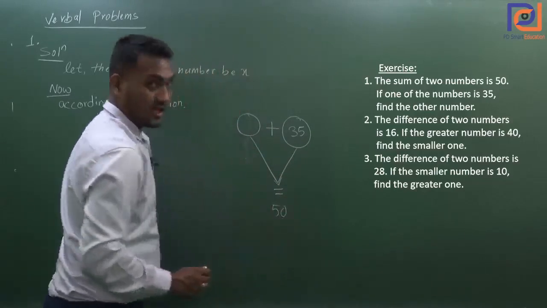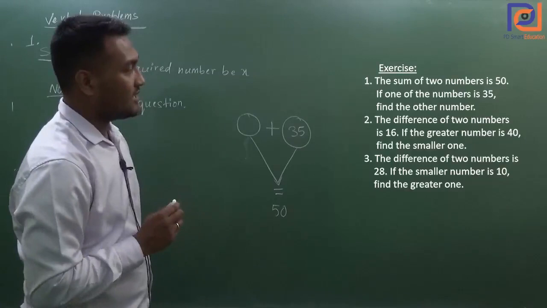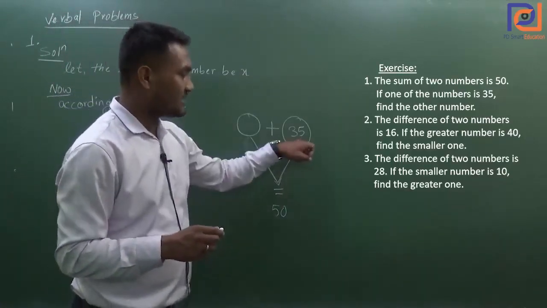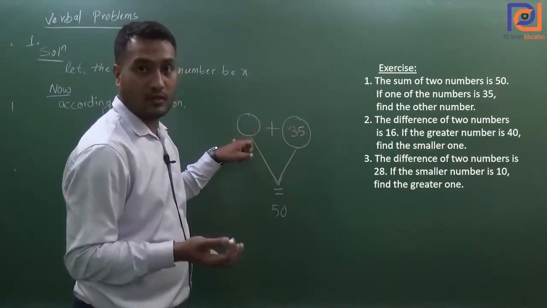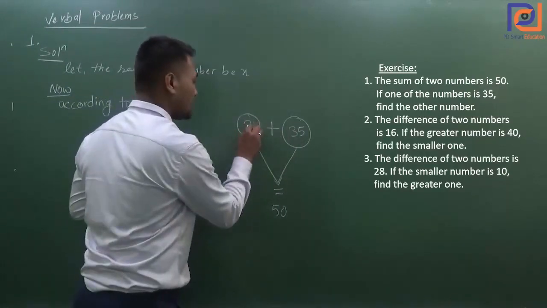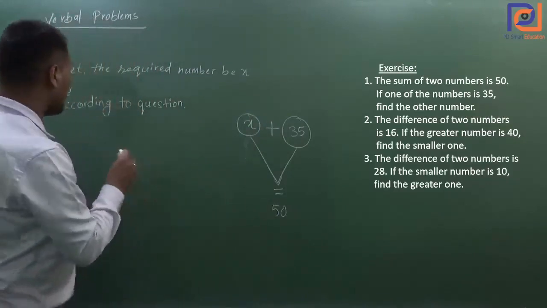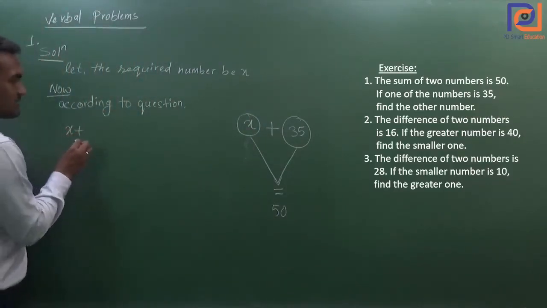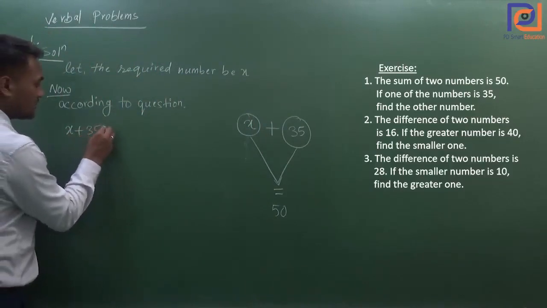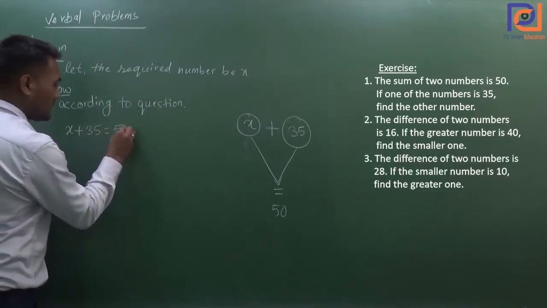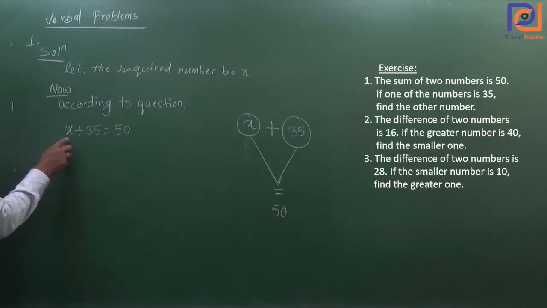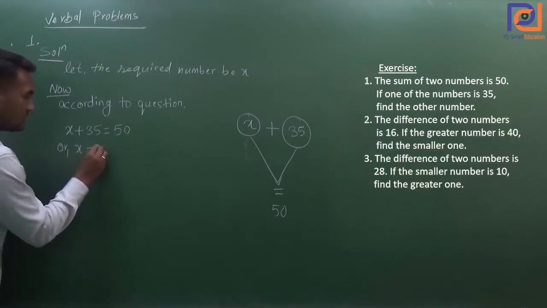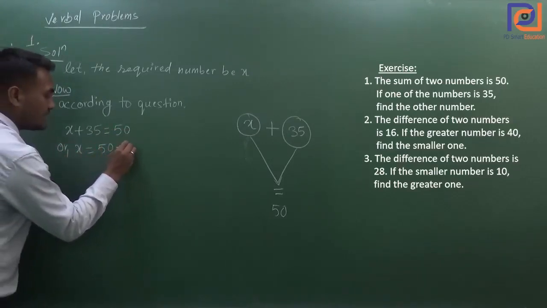According to the question, if you add the two numbers, you'll get 50. One number is given, 35, and the other number we don't know, we need to find out, so we suppose it as x. According to that question, your statement will be x plus 35 is equal to 50. We need to solve it now, so x is equal to 50 minus 35.